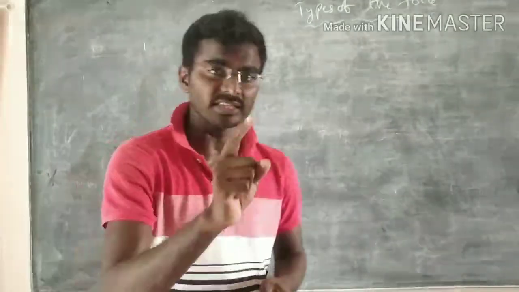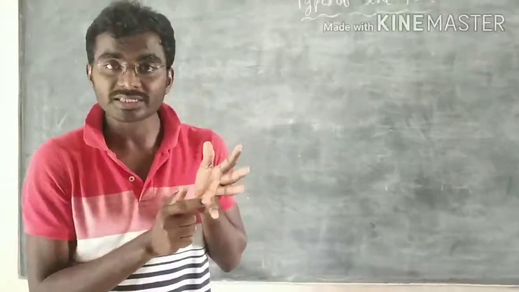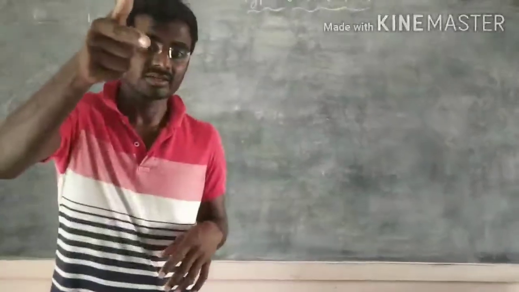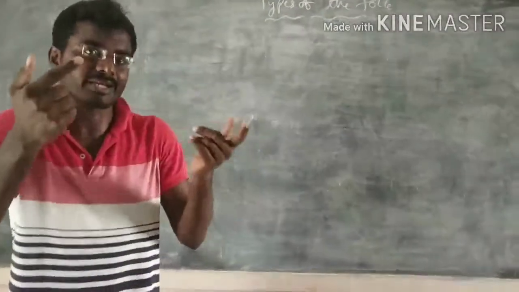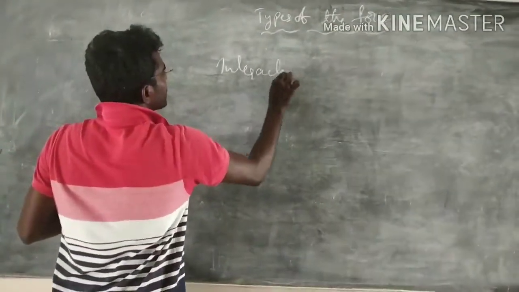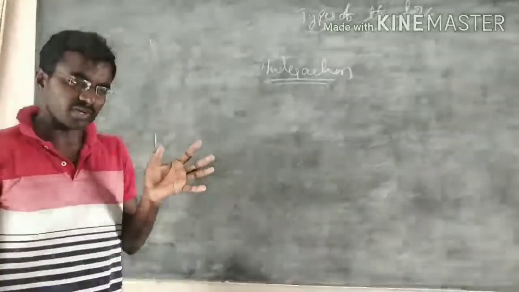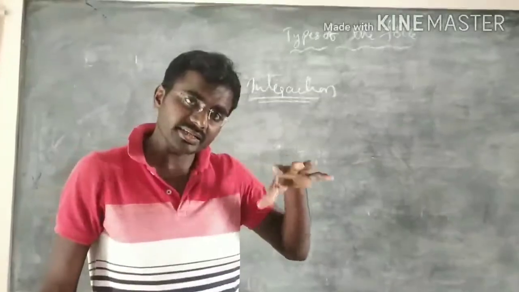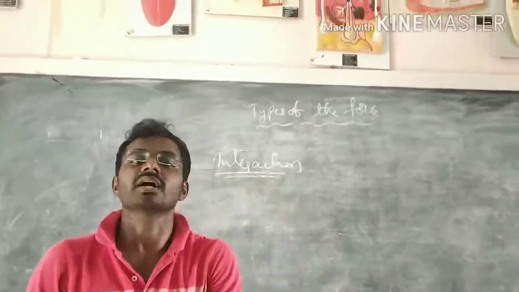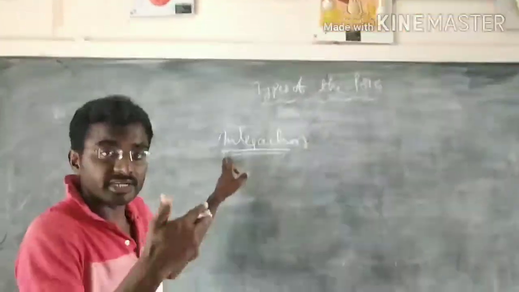As we define the force, it is a push or pull upon an object resulting from its interaction with another object. So what is it? It is interaction. Whenever an object interacts with another object, only then does the force come into account. So how is the interaction?